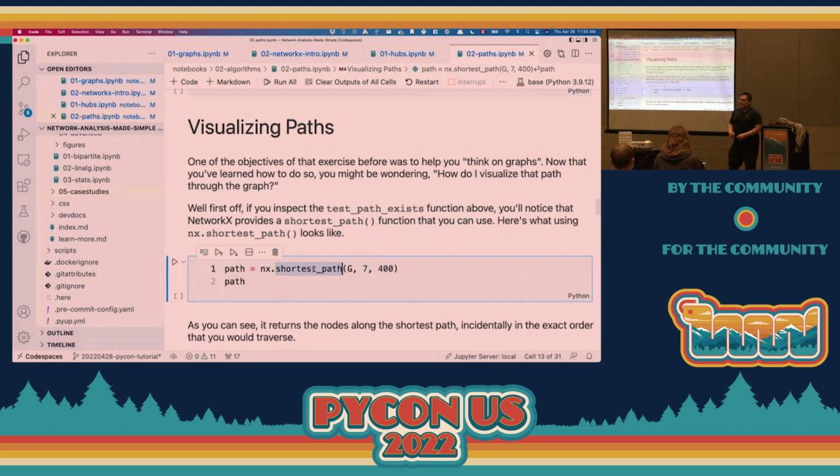So is the shortest path doing only breadth first search? I think it is breadth first search underneath the hood. Mriddle, do you remember?